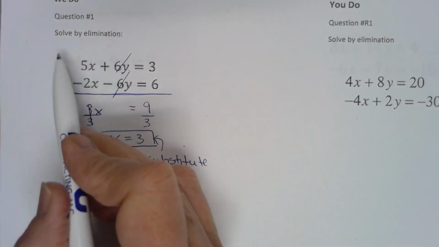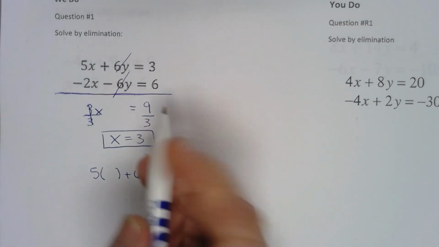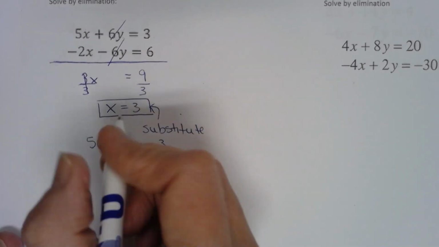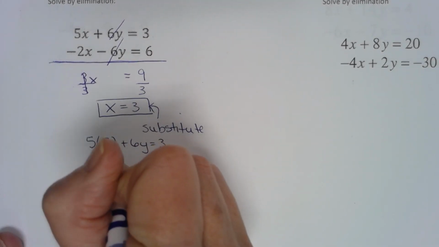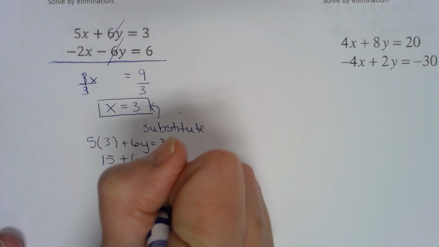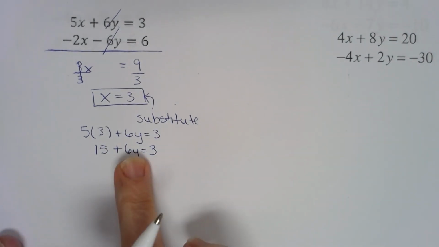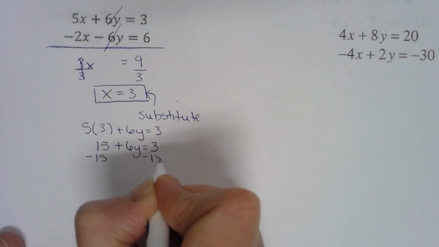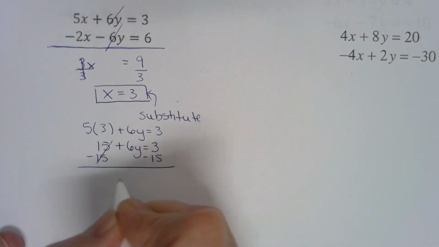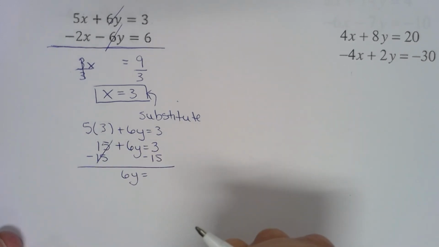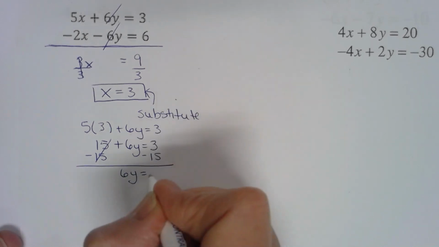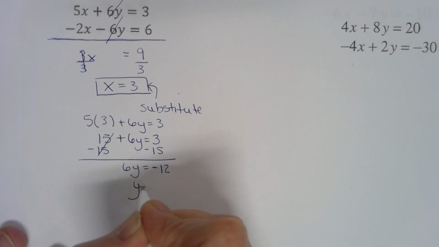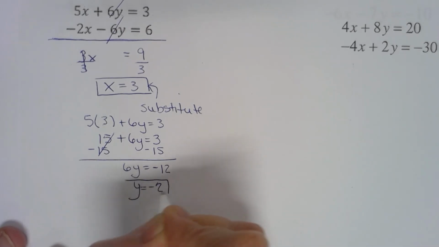5 blank plus 6y equals 3. And now, instead of the x, I'm going to substitute 3 in the blank. Now this is multiplication. 5 times 3 is 15, and then I'm going to bring everything else down, and now I've got a 2-step equation to solve. I'm going to subtract 15 on both sides, bring down my 6y, bring down my equal sign. I'm going to combine the 3 and the negative 15 to get a negative 12. Then I am going to divide both sides by 6, and I get y is negative 2.